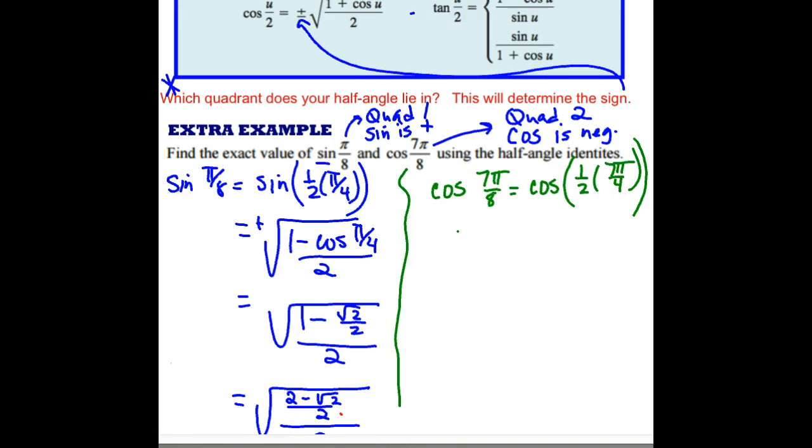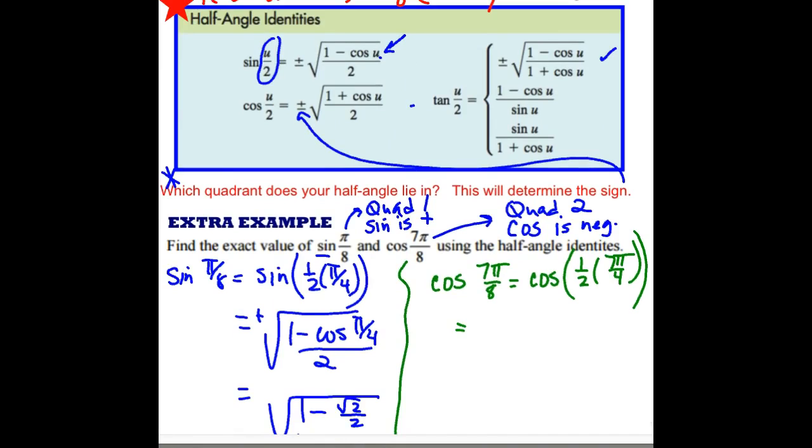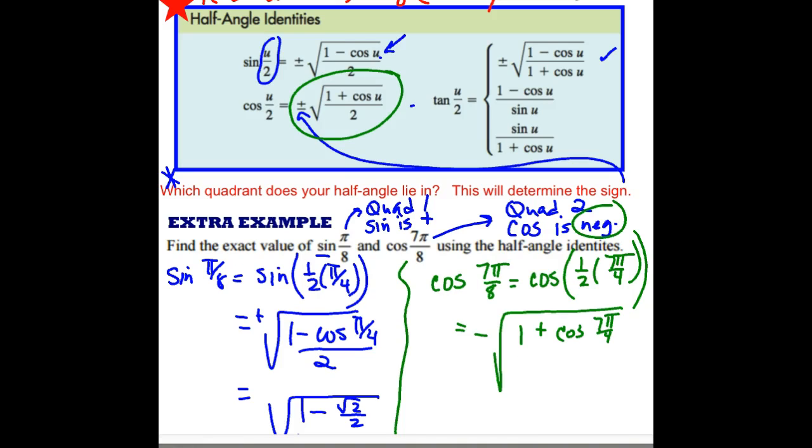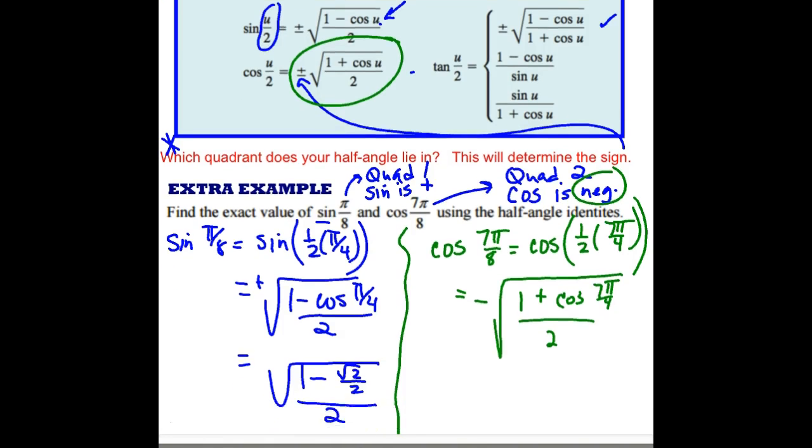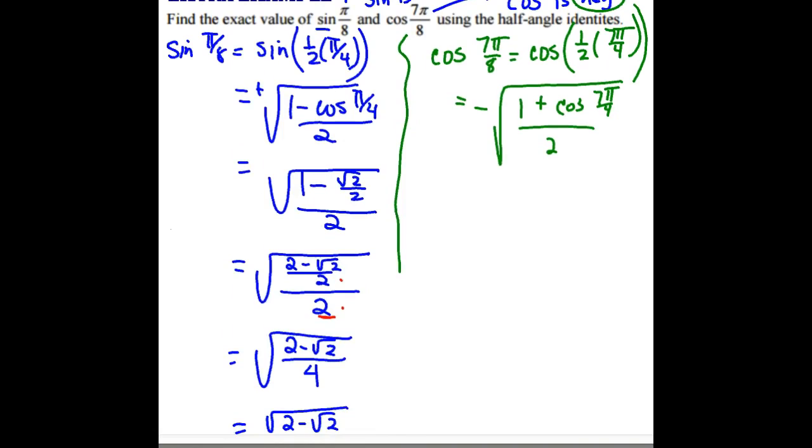Okay. So we need the cosine of half of that. We go back to our cosine of a half angle. We're going to use this version. But we said cosine has to be negative in the quadrant we're in, so we're going to have a minus sign in front. Your big square root, 1 plus cosine of the bigger angle, right? The 7 pi over 4, all divided by 2. We good? Okay, let's clean it up.